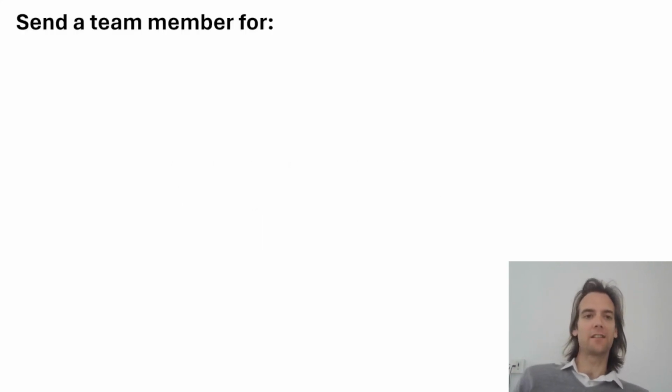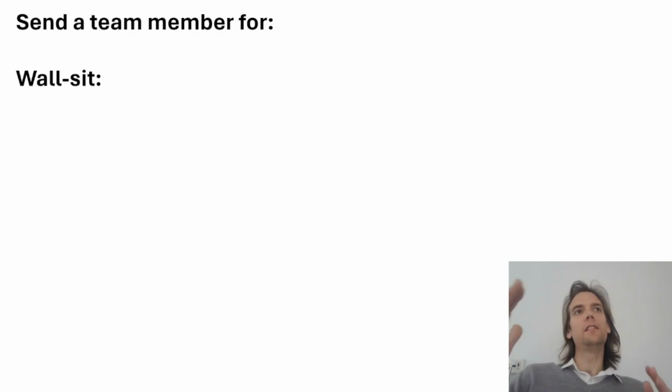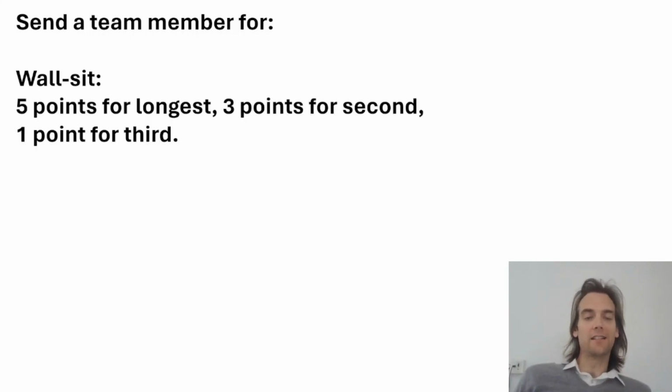Okay, this might be difficult to explain, but basically because I did this with different teams, and we said, okay, the first round, you need to send a team member for the wall sit, as in sit against the wall with your back against the wall and your legs parallel to the floor. Yeah, you've seen a wall sit. And whoever lasts the longest, your team gets 5 points, and second gets 3 points, and third gets 1 point, and that's how we did it.